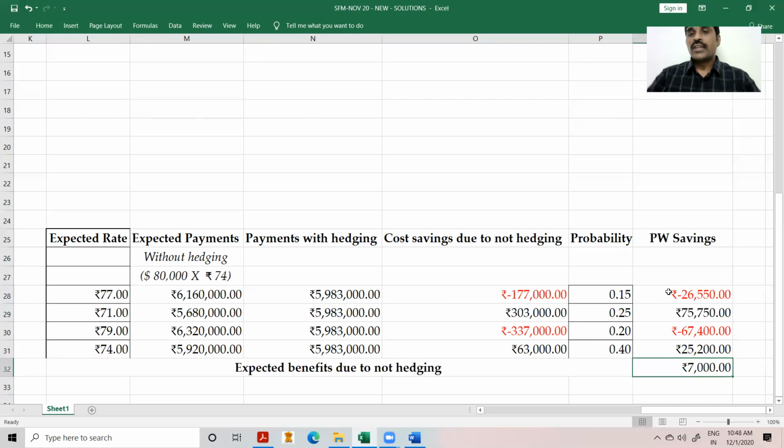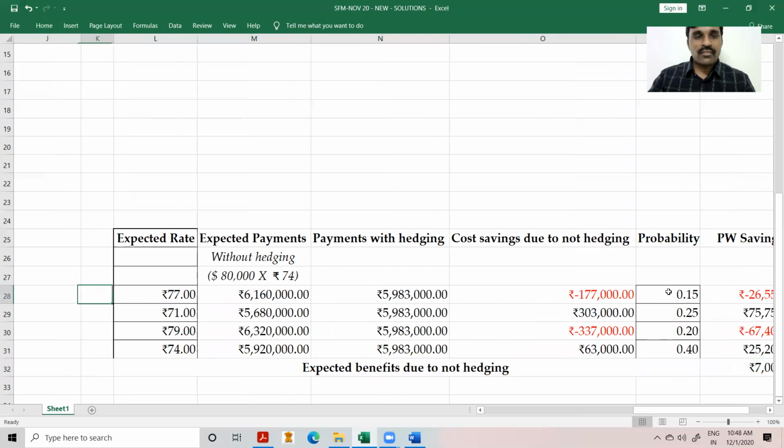Therefore, if you give advice to your CFO saying, sir, it is not advisable to hedge, he will ask, okay, if I follow this advice, what is the benefit I'll get? You have to write the 7,000 point. Sir, if you follow my advice, there is a chance of you getting 7,000 more profit or 7,000 less cost. This is how we have to present.